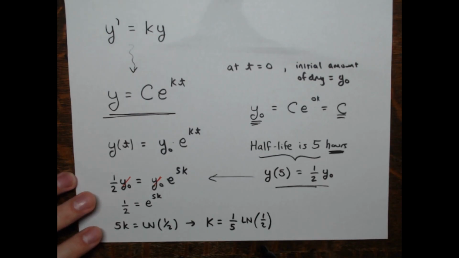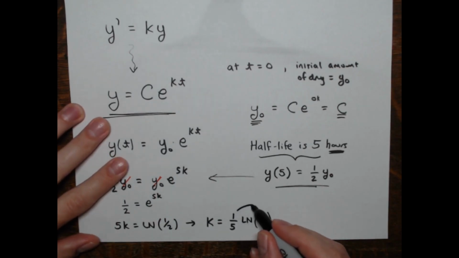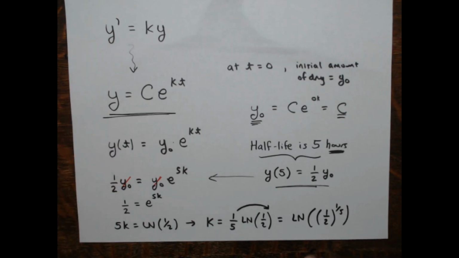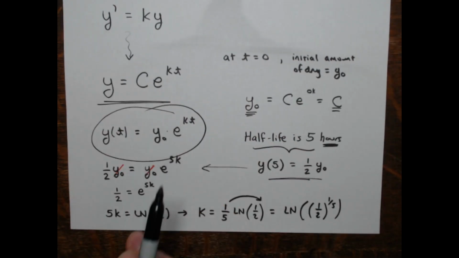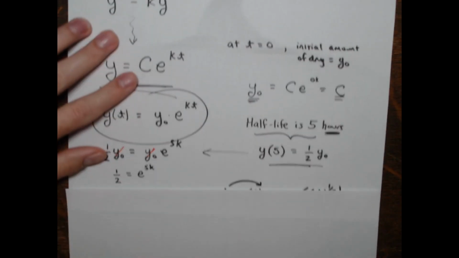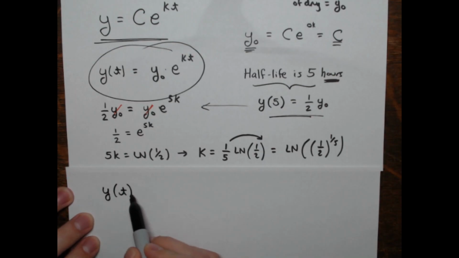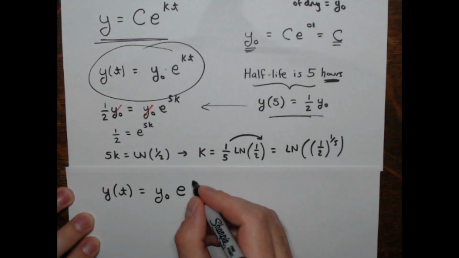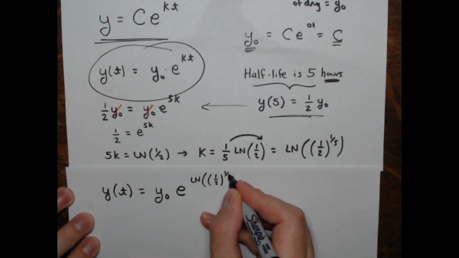which I'll write to do things the way I've been doing them in the previous examples. I'm going to put this 1/5 in here, making this the natural log of 1/2 to the 1/5 power. And I put this in for k in my model. All right, this is the model up here. And very similar to earlier problems like Newton's law of cooling, we get the following. Y of t is equal to y sub 0 times e to the kt, so the natural log of a half to the 1/5 power times t.